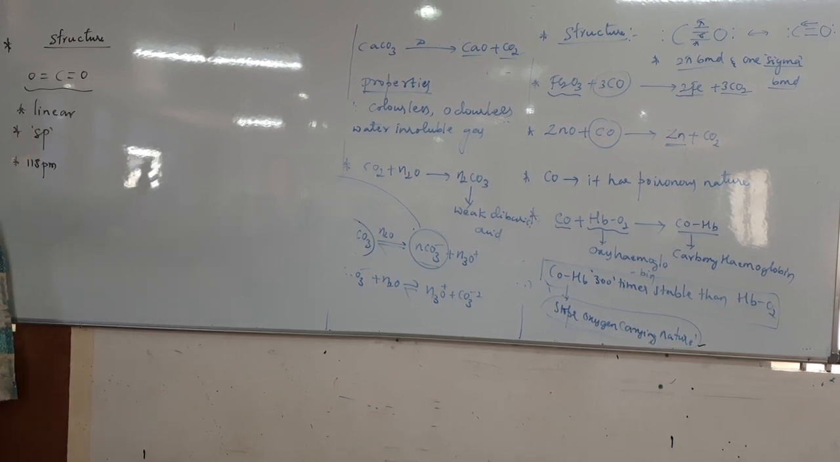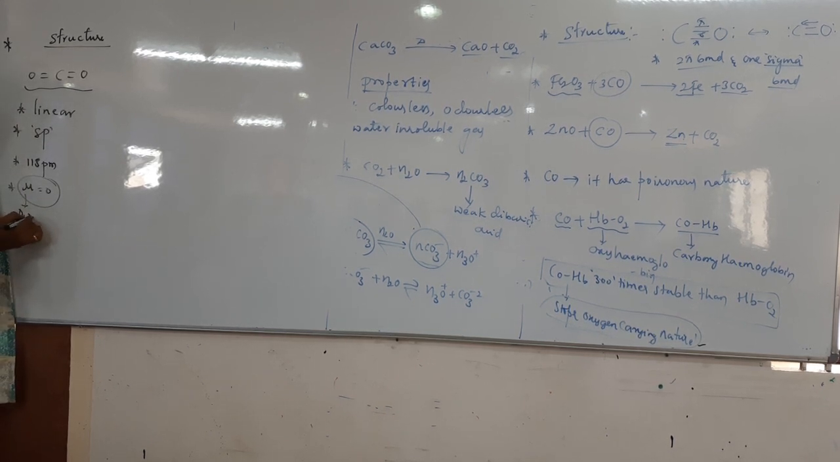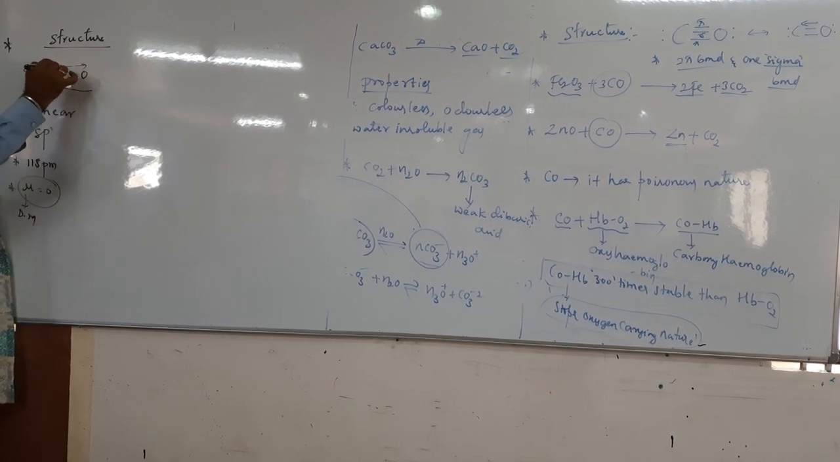Okay, and the dipole moment of carbon dioxide, exactly, the dipole moment of the corresponding carbon dioxide is 0. Okay, dipole moment, since their bond dipoles are in opposite directions.